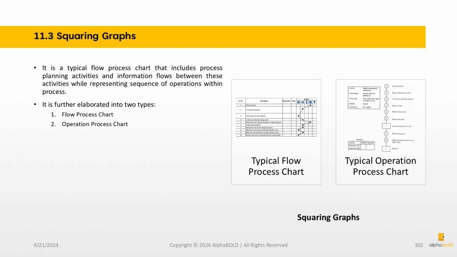Squaring graphs. It is a typical flow process chart that includes process planning activities and information flows between these activities while representing sequence of operations within process. It is further elaborated into two types. Flow process chart. Operation process chart.